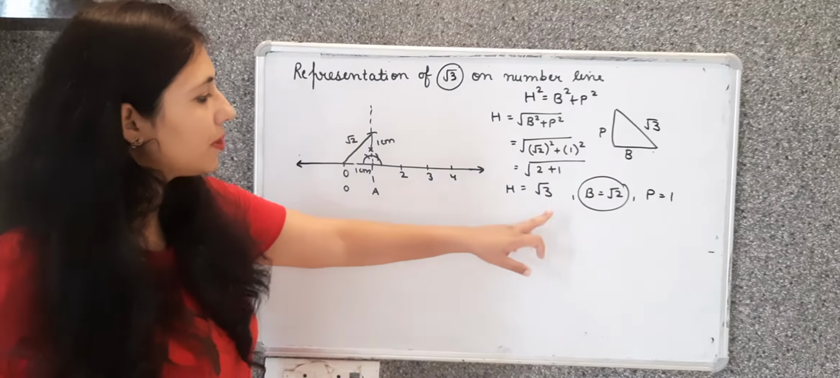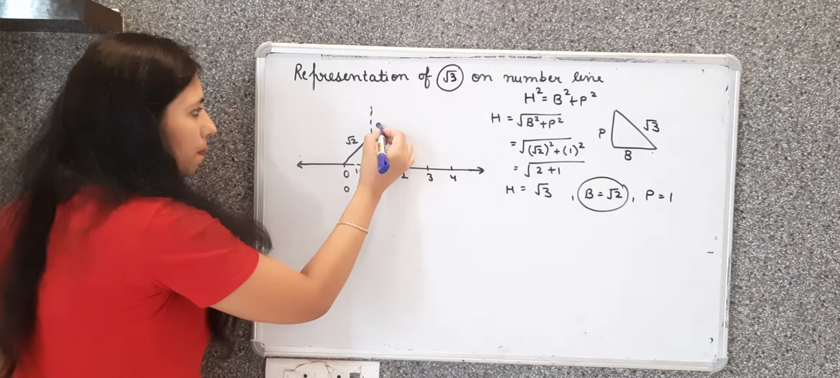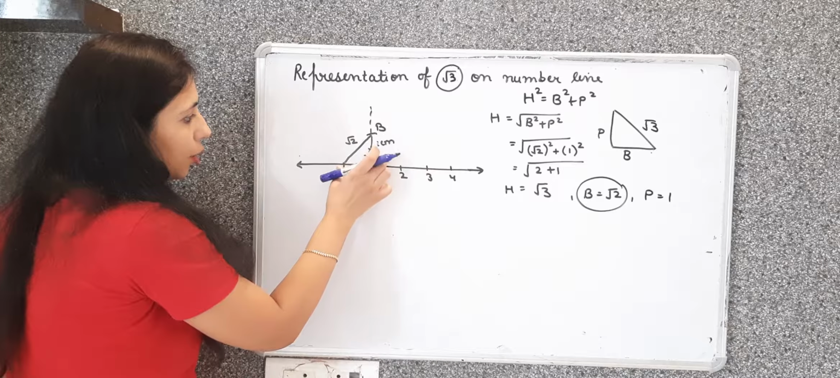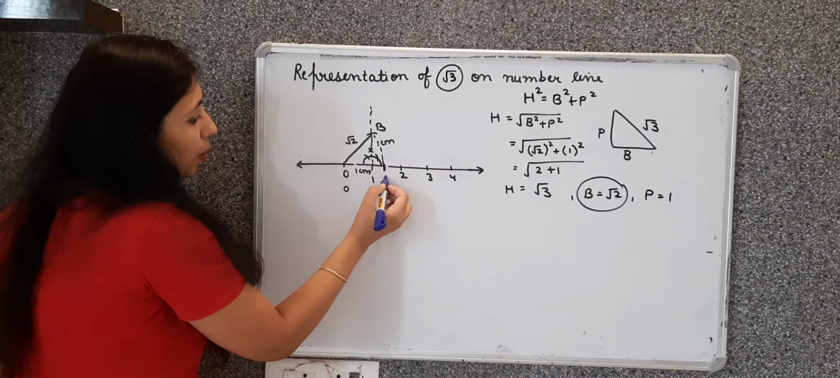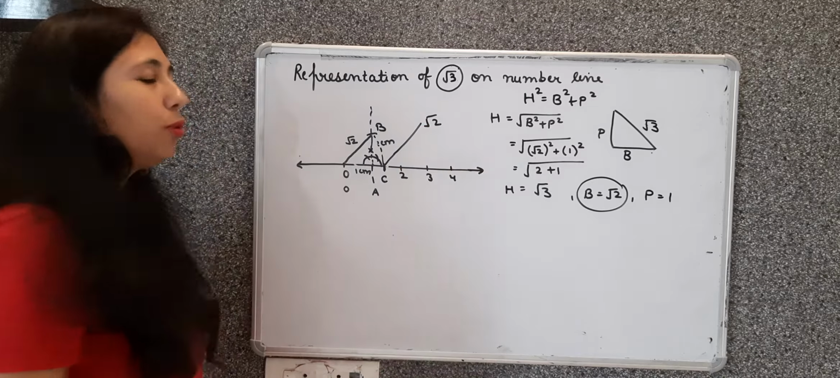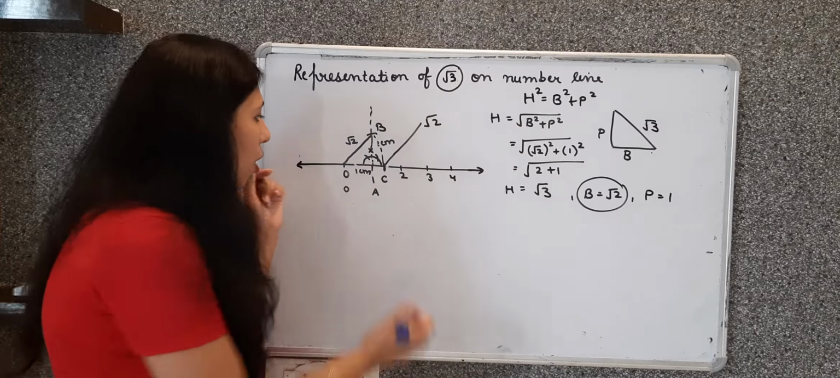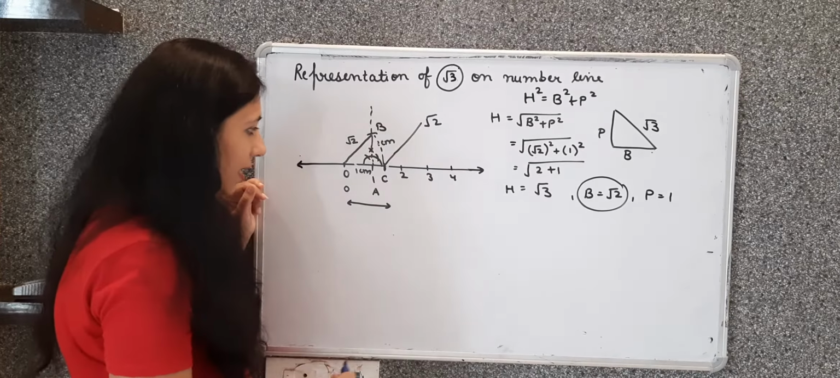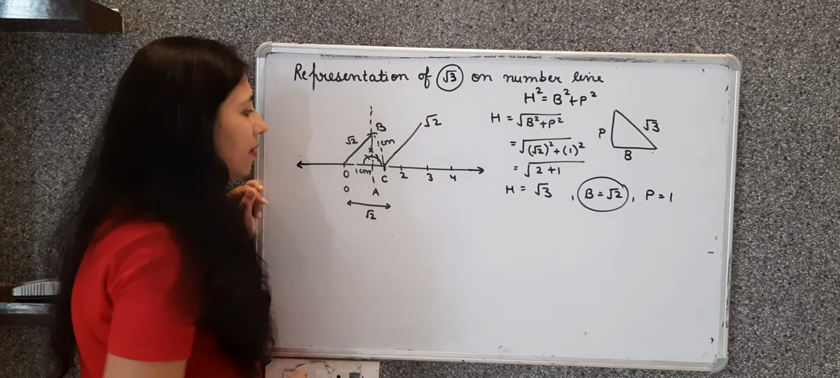I told you for representation of root 3, firstly we need to plot root 2. So give it point B. Now put your compass on O, pencil on B, and draw an arc on the number line, and this point that you will get is point C, which is root 2. So now I got my first step, which is representation of root 2. Now this root 2 distance, this distance I will take as my base. Now this O to C distance is root 2, and this is my base.